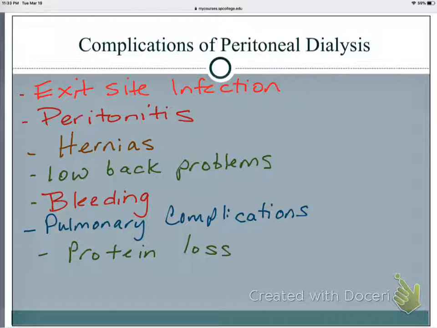Other complications are bleeding. It's normal to have a little bit of blood after the initial insertion of the catheter. You may see some pink tinge, but otherwise it should be clear. Sometimes when women are menstruating, it can be pink tinged. But other than that, it should be clear. There should not be any blood.